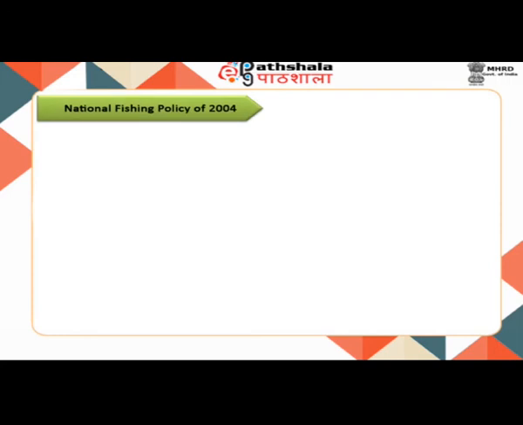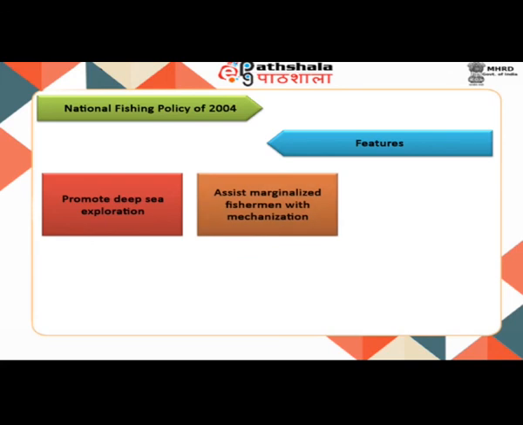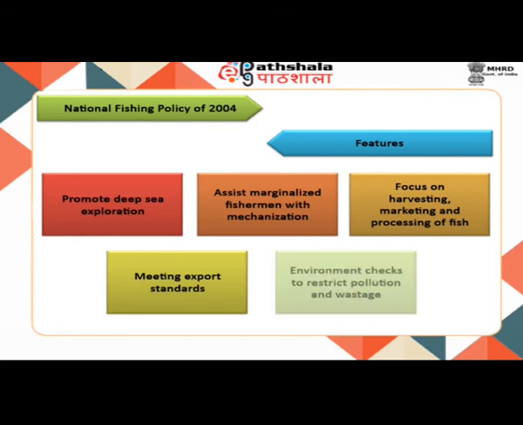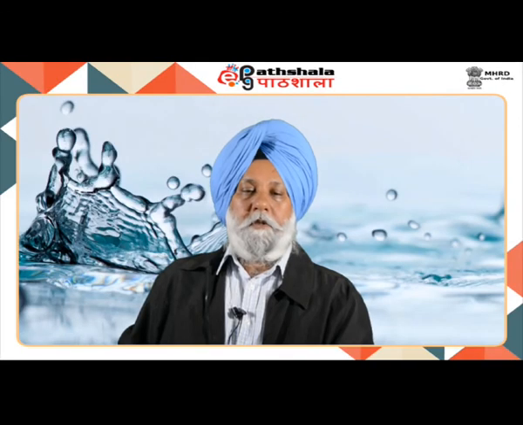The National Fishing Policy of 2004 lists some of the following features: promote deep sea exploration, assist marginalized fishermen with mechanization, focus on harvesting, marketing, and the processing of fish, meeting export standards, and environment checks to restrict pollution and wastage. Let us now summarize what we have learned in this module.